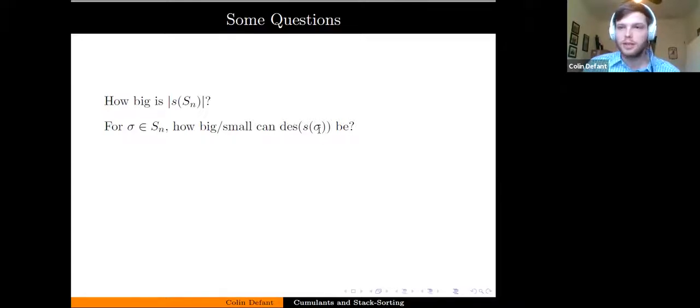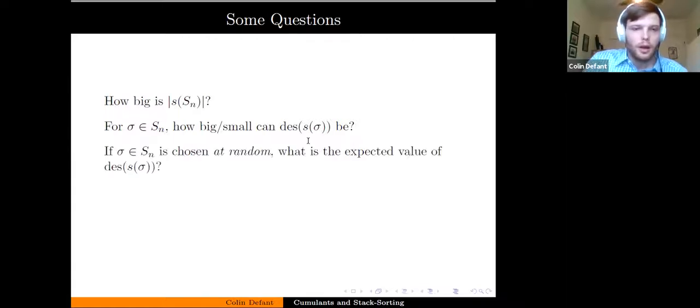And you can think of the number of descents as being a measure of how far you are from the identity permutation. If you have a lot of descents, you're very far from the identity. If you have very few descents, then you're very close to the identity. And similarly, if we were to choose sigma uniformly at random from Sn, then we could ask, what is the expected value of the number of descents of S of sigma? Again, we might expect this should be somewhat smaller than the expected value of the number of descents of sigma itself, which would be about n over 2.